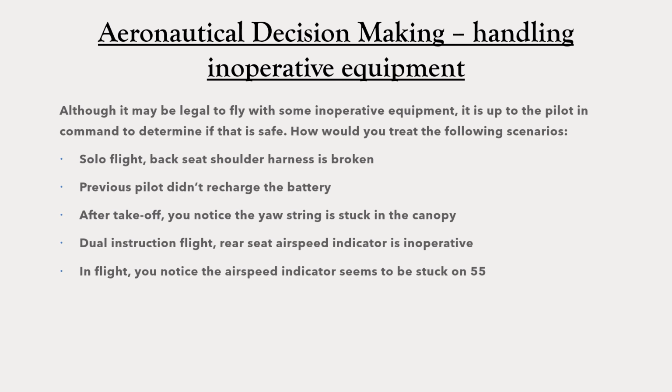So you're in flight, and you notice that the airspeed indicator always says 55. That's the speed you wanted to be flying anyway, but you're normally not that steady. It doesn't seem to move when you do things that should change the airspeed. What should you do about that?